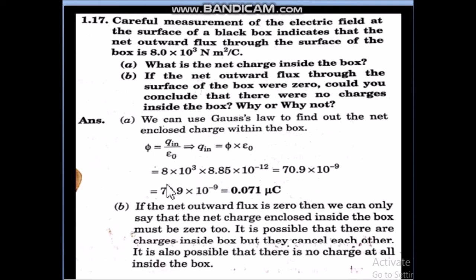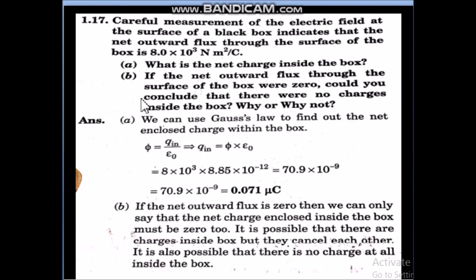So remember, we used the flux formula E dot ds in the previous question, and in this question q by epsilon 0. That means there are two flux formulas. Whenever the electric field is given, you apply E dot ds, and whenever charge is given or asked, you apply q by epsilon 0. So flux formulas are two in this chapter.